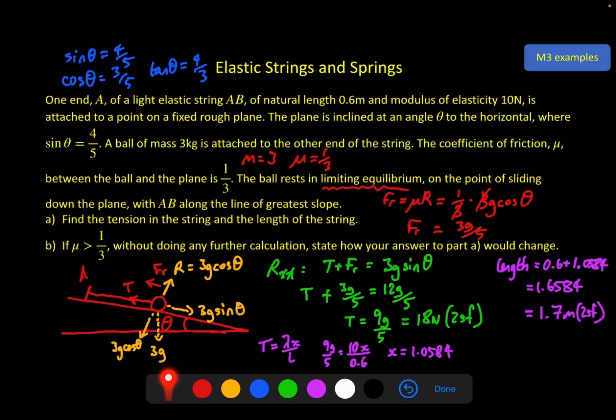So you just have to think through what this would do. If mu is greater than 1/3, that means there would be a greater amount of friction. If friction is greater, then to balance this 3g sine theta, which wouldn't change, there does not need to be as much tension. If there is not as much tension, then this number is less. If this number is less, then the extension is less, and the string would not be as long, it would not have stretched as much, the ball would be slightly further up the plane, and the length here would be slightly less. So the answer to this part, although I won't write it out, the tension would decrease and the length of the string would decrease.